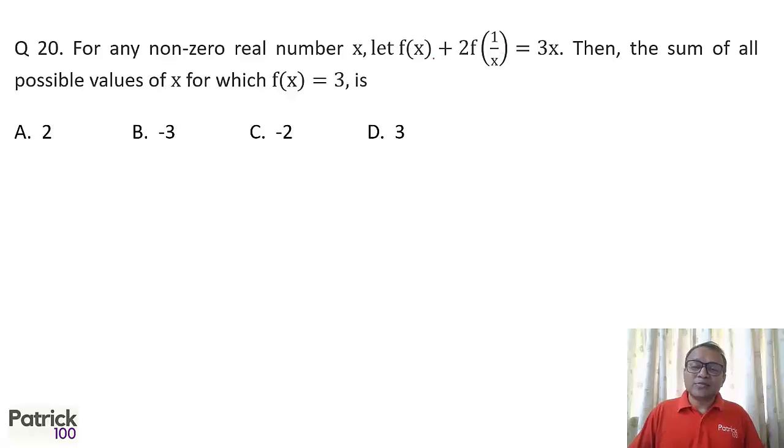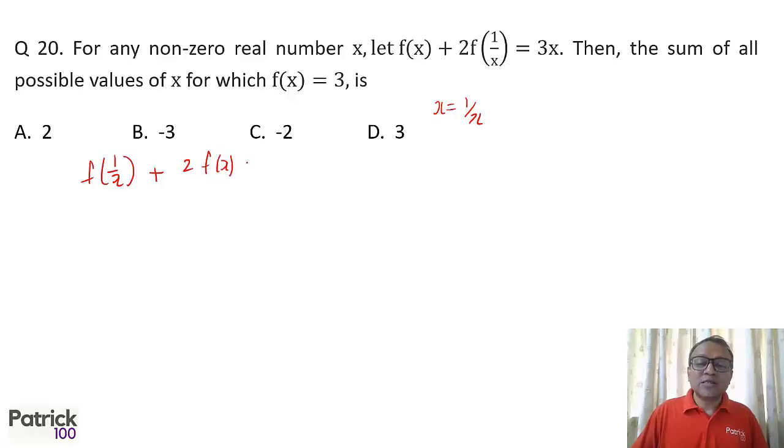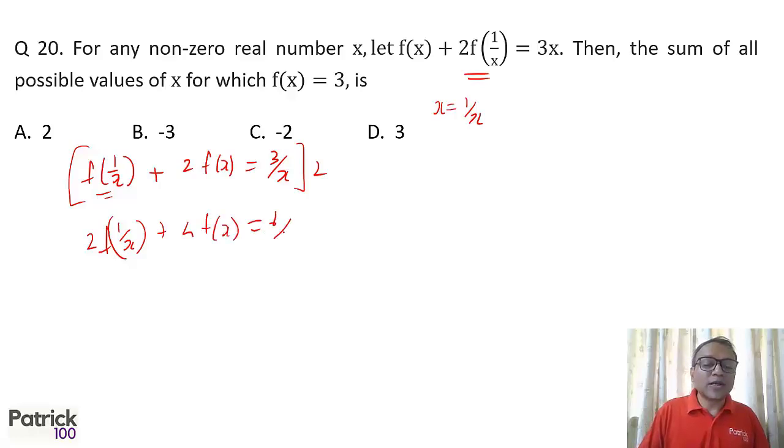f of x plus 2 f of 1 upon x, two variables. So here again you can convert into 2 variables, 2 equations. If I put x as 1 upon x, the same equation changes to f of 1 upon x plus 2 f of x is equal to 3 upon x. Now you have 2 equations, 2 variables. Now you need to eliminate one. So multiply this by 2 to get 2 f of 1 upon x plus 4 f of x equal to 6 upon x.